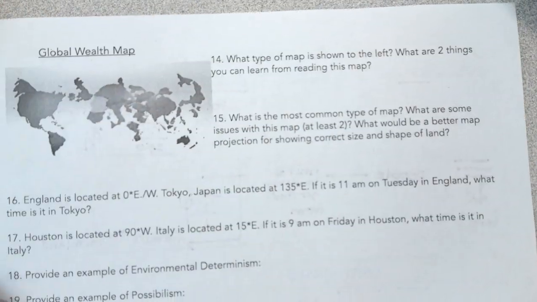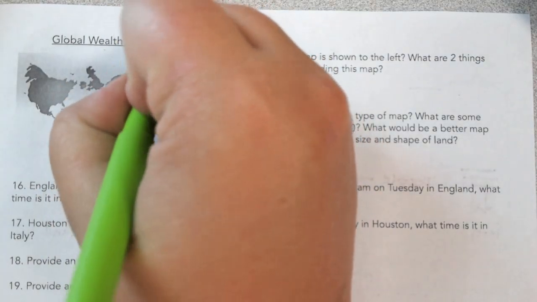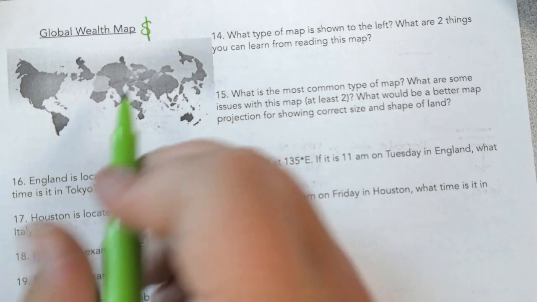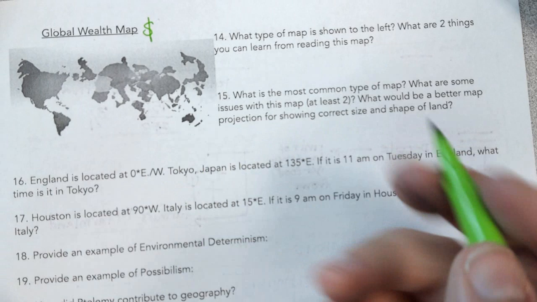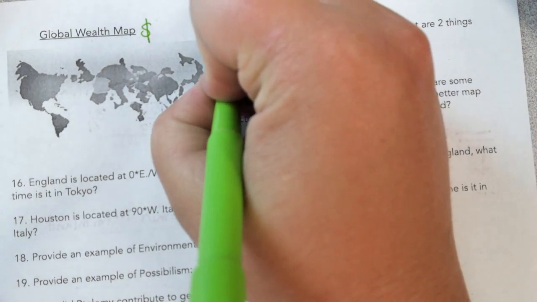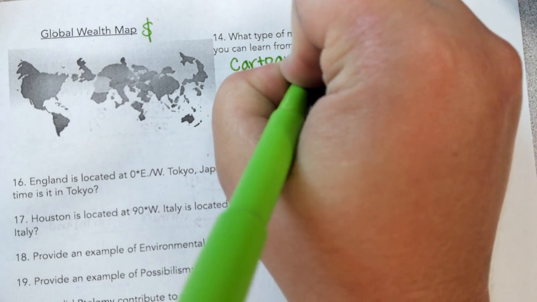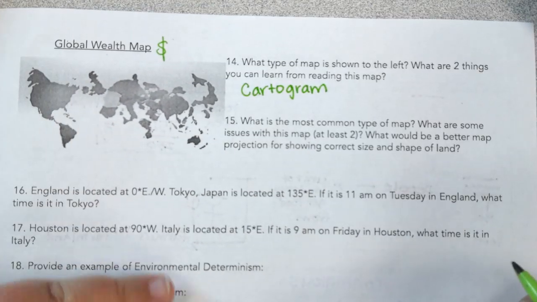Now flip it over to the back. This map says it's the global wealth map. This map shows global wealth. So, what type of map is this? Well, as we can see when we look at this map, we don't see Africa anywhere, which is concerning. There's no Antarctica. So, what we know is that this map is a cartogram. A cartogram purposely distorts a map based on whatever it's measuring.